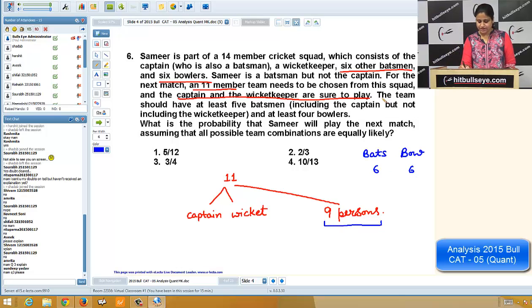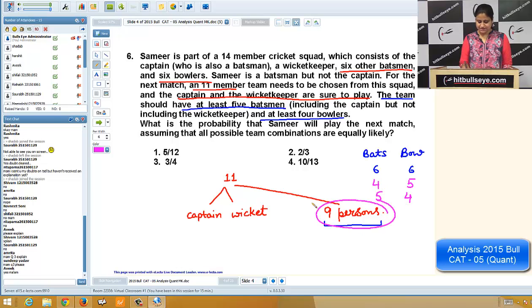There is one more condition. The team should have at least 5 batsmen, including the captain but not including the wicket keeper, and at least 4 bowlers. We need at least 4 bowlers. So in how many ways can this choice be made? Either we can choose 4 batsmen and 5 bowlers, or we can take this case 5 and 4, because we need to choose at least 4 bowlers and at least 5 batsmen. Captain is also a batsman, that's why I'm not considering him. Are you getting me or not? Avik, Shivam. We can make choice on these 9 persons only.